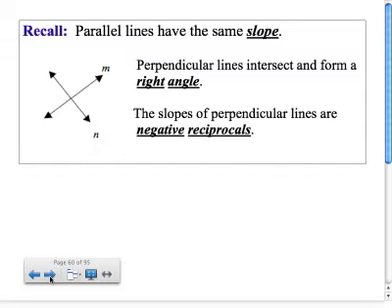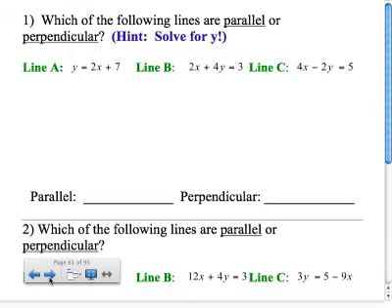In other words, over here on the left-hand side, M and N would be perpendicular if those intersect to form a right angle. And the key thing really is that the slopes of perpendicular lines are negative reciprocals. So again, slopes of parallel lines are the same. Slopes of perpendicular lines are negative reciprocals. So, which of the following lines are parallel or perpendicular? Hint, solve for y. In other words, rewrite them all in y equals mx plus b form, because in order to determine whether lines are parallel or perpendicular, we need to know their slopes.